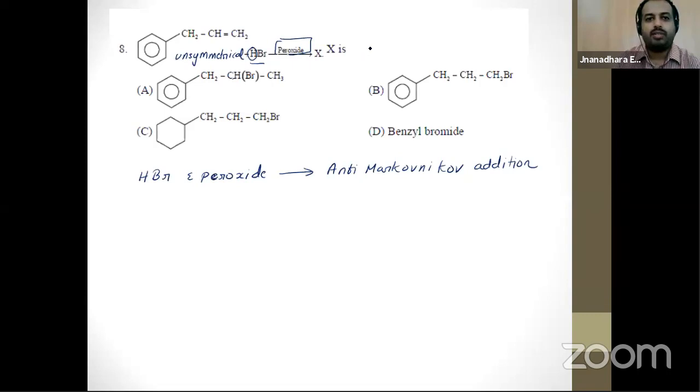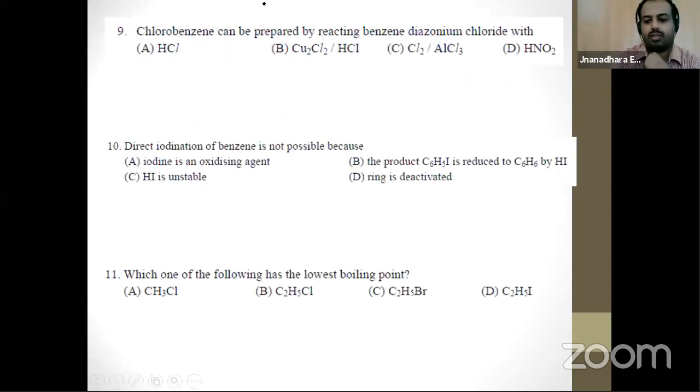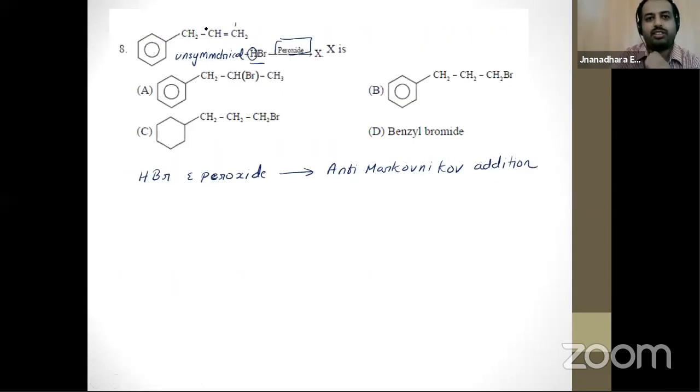Now let's see which is the carbon atom with more number of hydrogens. Look at this. Carbon 1 has more number of hydrogens. Carbon 2 has less number of hydrogens attached to it. Therefore, Br would get attached to carbon 1. And see in which option you have Br attached to carbon 1. There are two such options, option B and option C.